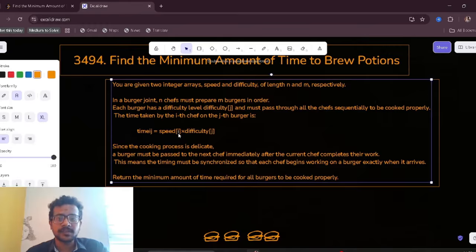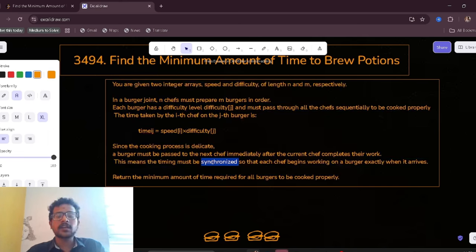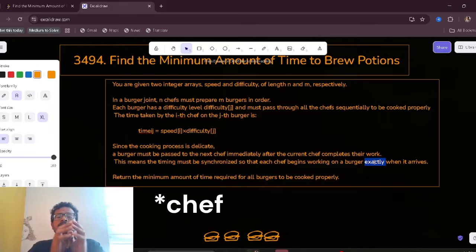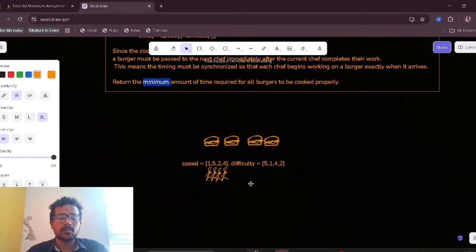This means the timing must be synchronized so that each chef begins working on a burger exactly when it arrives. So let us consider this point. That means if a burger is done by a worker, then immediately he needs to pass that burger to another chef, instead of worker, imagine him as a chef. Now return the minimum amount of time required for all burgers to be cooked properly.